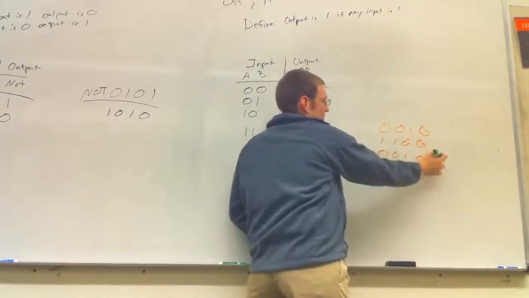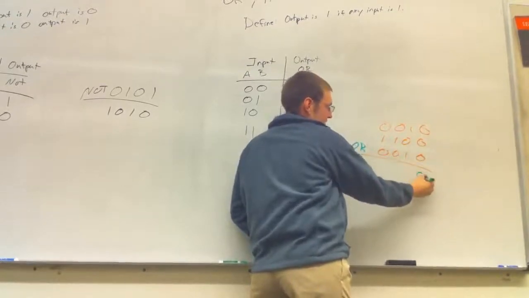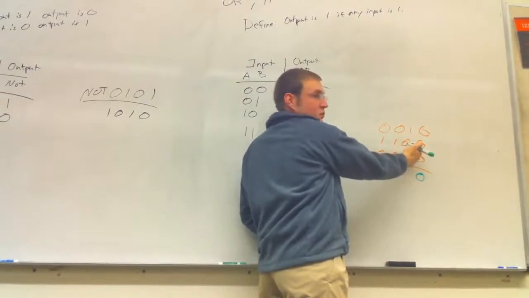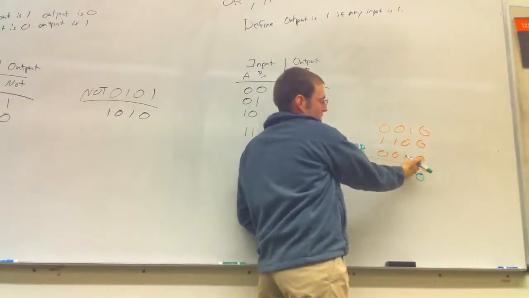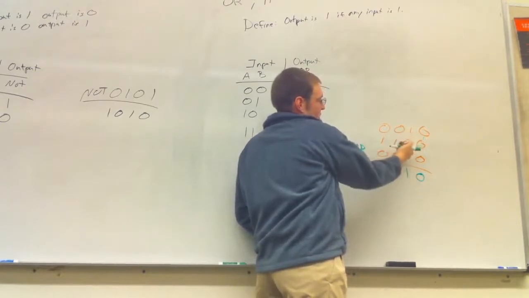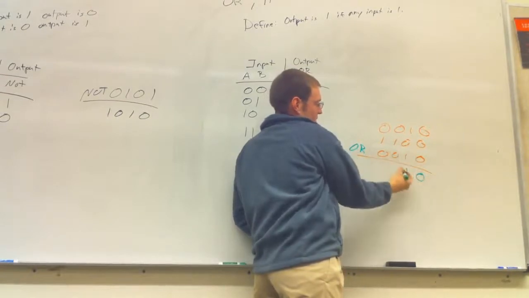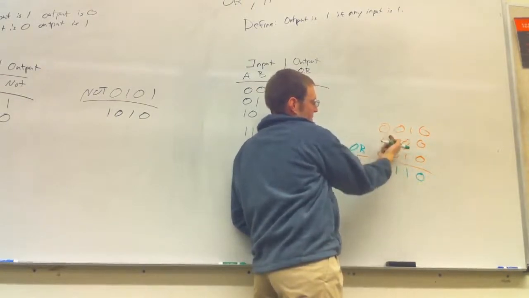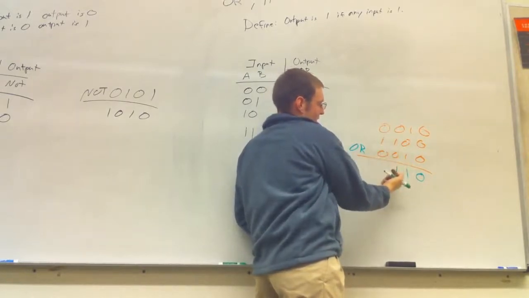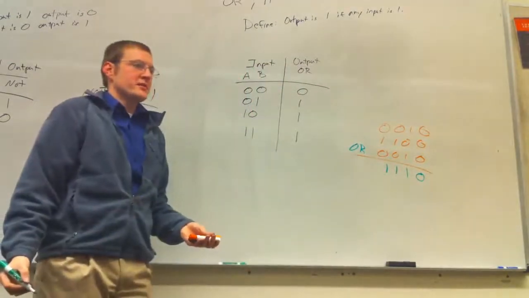So 0, 0, and 0: 0 OR 0 OR 0 is still 0. I have 1 OR 0, which is 1. I have 1 OR 1, which is a 1. We get a 1. And then you have 0 ORed with 1, which is 1. You have 1 ORed with 0, which is still 1, so you get 1. 1 ORed with 1 is 1. You have 1 ORed with 1, so it's another 1. So that's my ORing operation.